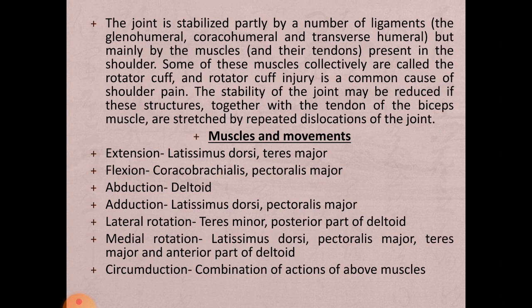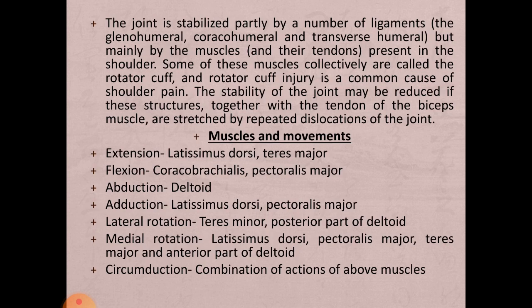The joint is stabilized partly by a number of ligaments, the glenohumeral, coracohumeral, and the transverse humeral, but mainly by the muscles and their tendons present in the shoulder. Some of these muscles collectively are called the rotator cuff, and rotator cuff injury is a common cause of shoulder pain. A patient with a rotator cuff injury would have a dull ache in the shoulder joint, and the cause can be an accident and also overuse of the shoulder joint that can cause tearing of these muscles.